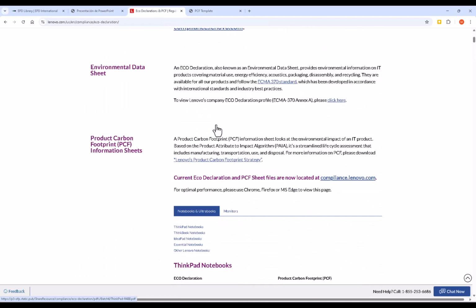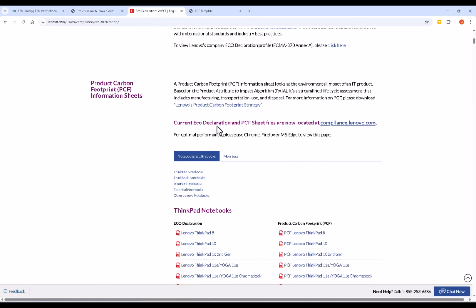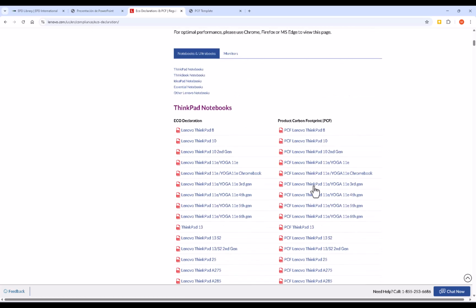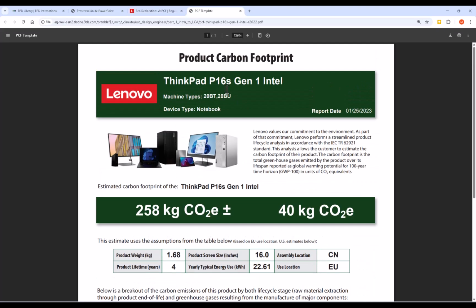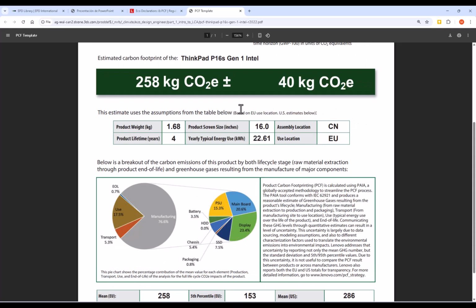For an example of product carbon footprints, we're going to look at Lenovo's website, and they post product carbon footprints for many of their products. They manufacture laptops and desktop computers and things like that. So this is the product carbon footprint for this computer, and we can see that using life cycle assessment, they have calculated the carbon footprint of this laptop to be 258 kilograms of CO2 equivalent, plus or minus 40 kilograms of CO2 equivalent. We see here that 76% of that impact comes from the manufacturing phase, and it's the manufacturing of these components. So 23.4 for the display, 20.6 for the main board.